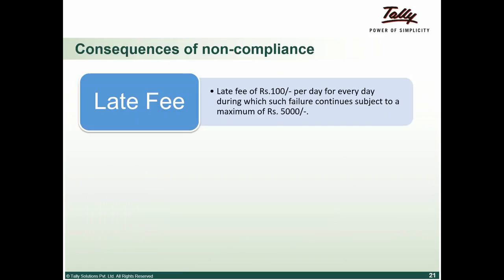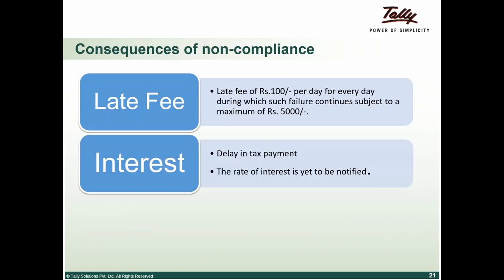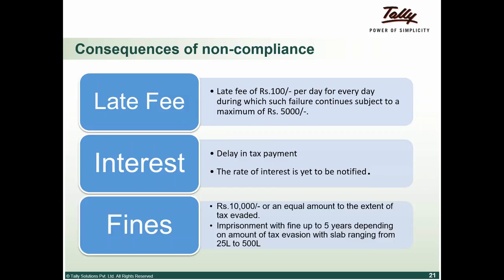Consequences of non-compliance. There's a late fee. It is 100 rupees per day for every day during which such failure continues, subject to a maximum of 5,000 rupees. Right? Interest on delayed tax payment: there is an interest, and the rate of interest is not yet notified. But the interest is going to be there for delayed tax payment.